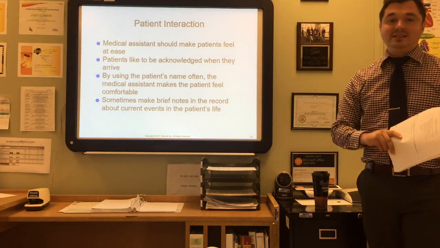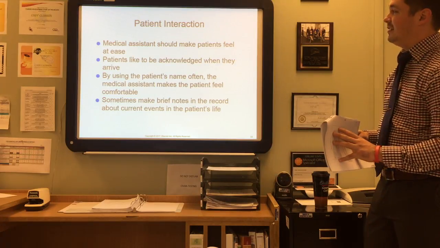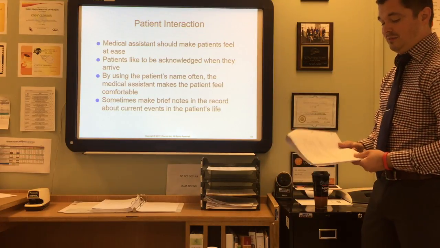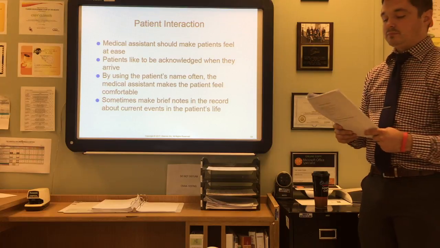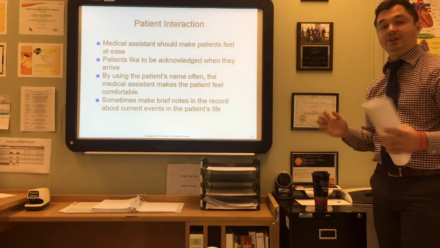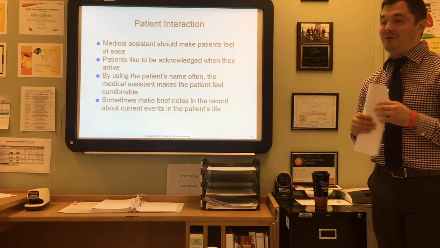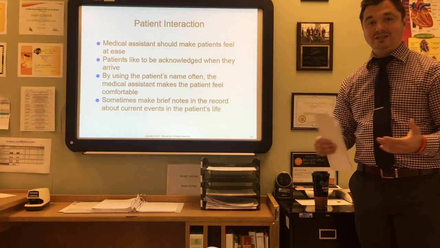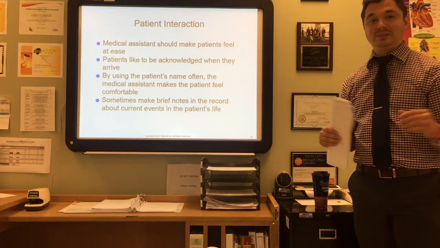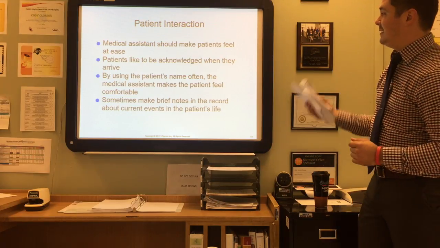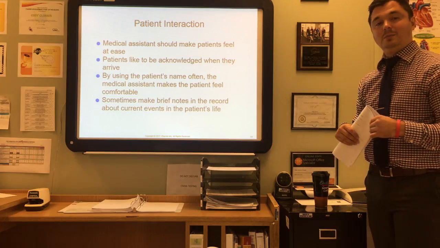So patient interaction, guys, this is key. Okay, this is something that we really need to focus on and be proficient and excel at. Medical assistants should make patients feel at ease. They're coming in there for something; most generally people don't go to the doctor's office because they're feeling fantastic and expect great news. So patients like to be acknowledged when they arrive.